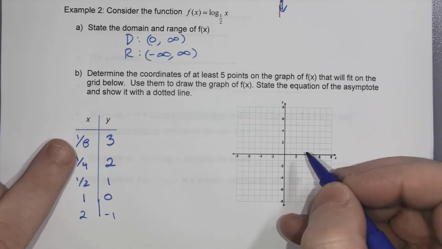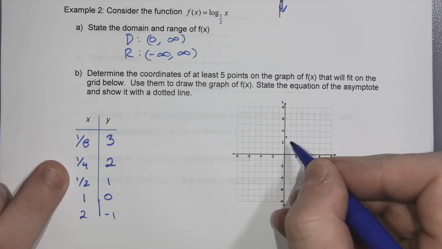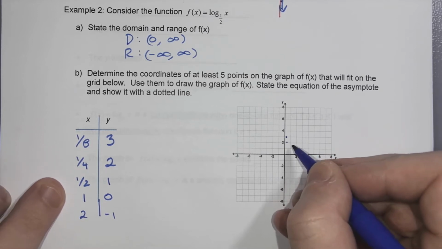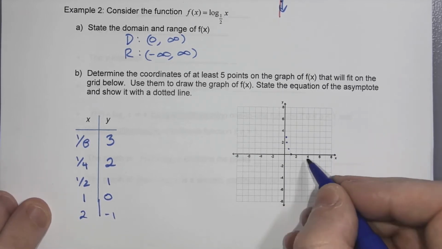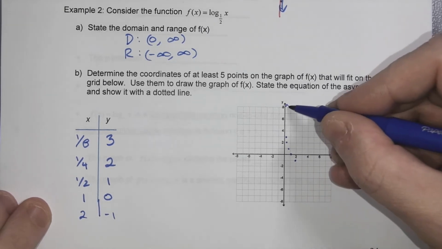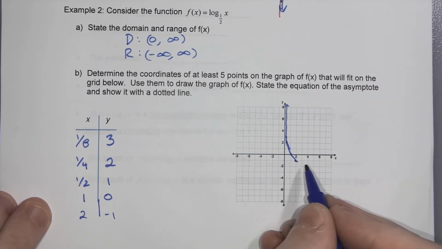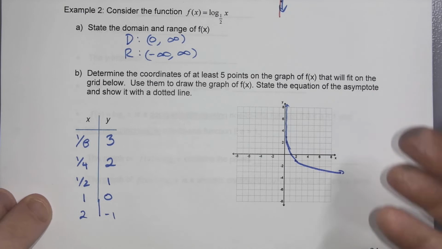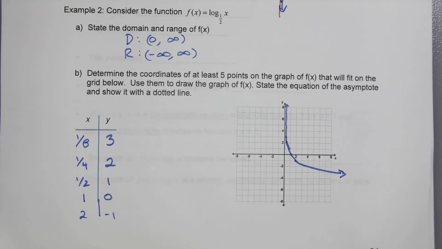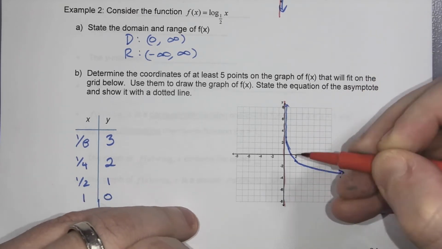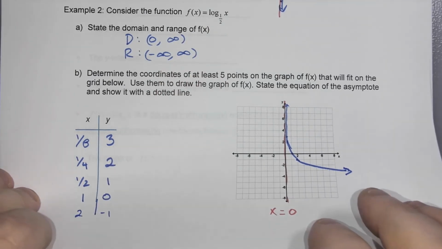So those points would look like (1/8, 3), (1/4, 2), (1/2, 1), (1, 0), (2, negative 1). So we can see what's happened here is a reflection that seems to have occurred over the x-axis, right? It's kind of flipped over here, and that's something to do with the powers there. We still have the same asymptote. The asymptote is at x equals 0, and that completes the graph of the log base 1/2 of x.